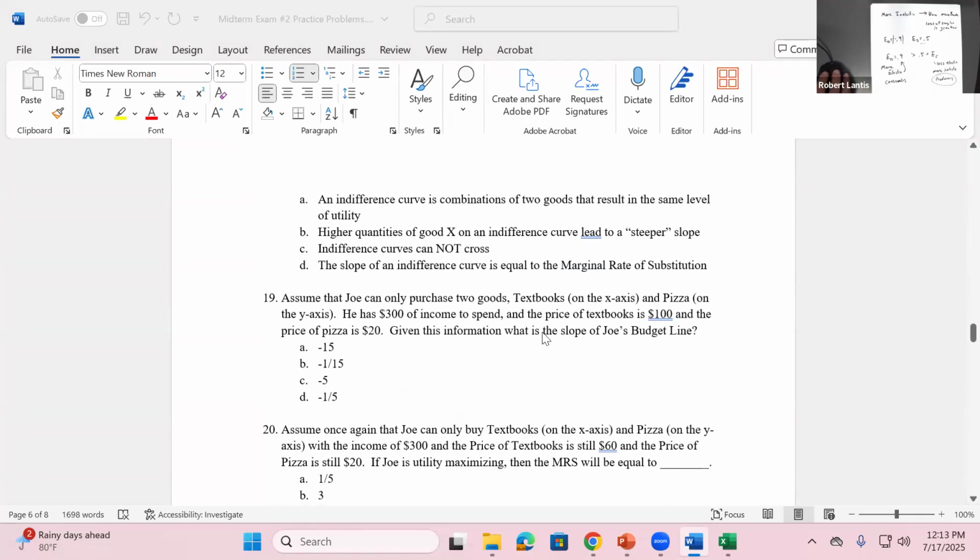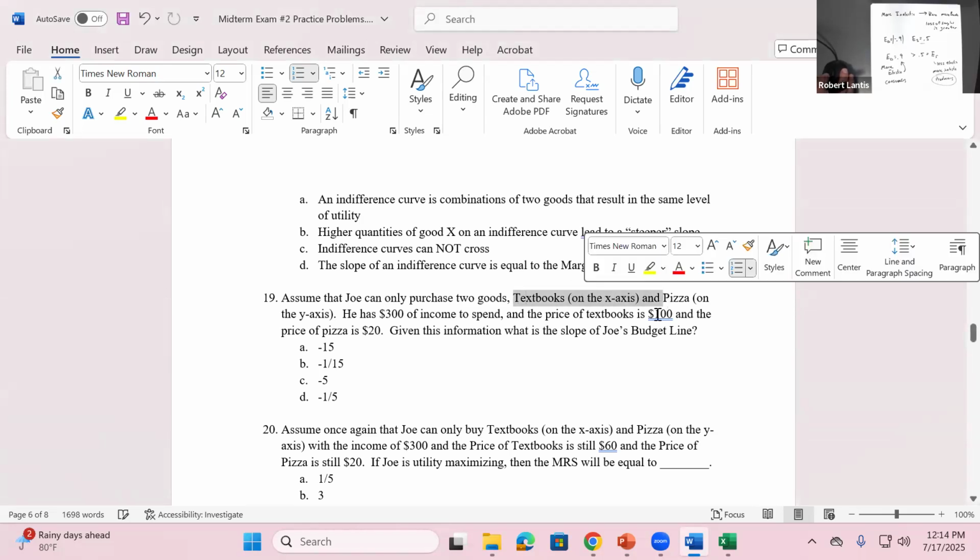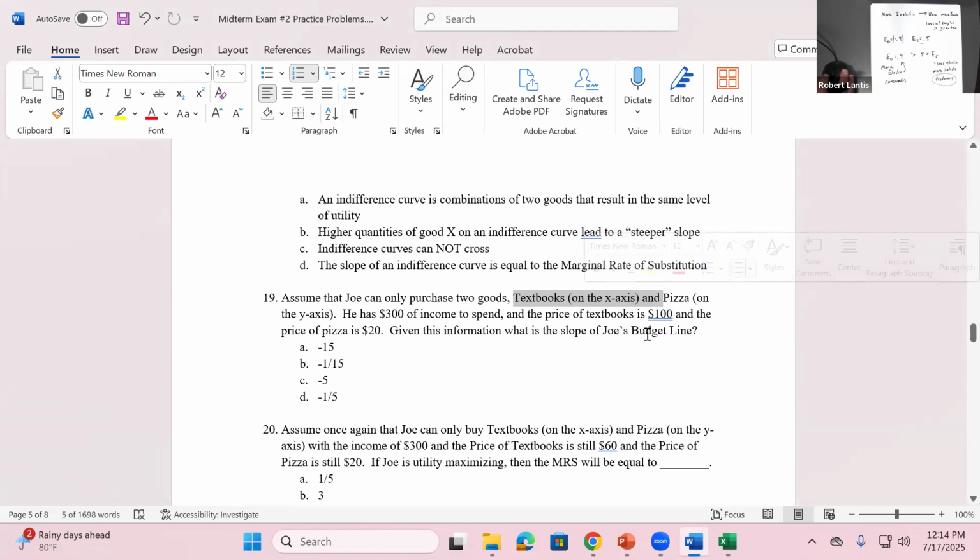So I think I worked through this one earlier. No, I did not. So assume that you can only buy 2 goods. You've got income of 300, textbooks are 100, pizza's 20. What's the slope of the budget line? So this one, it matters what good we put on the x-axis. So in a question like this, I make sure I specify which good you should be thinking about on the x-axis. Okay. So I want to know the slope of the budget line.